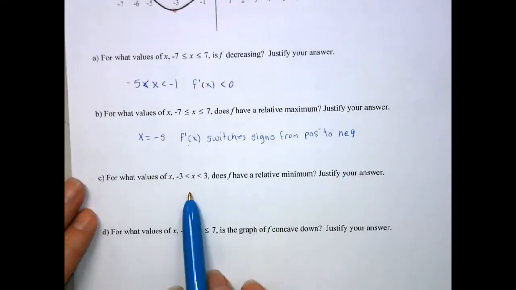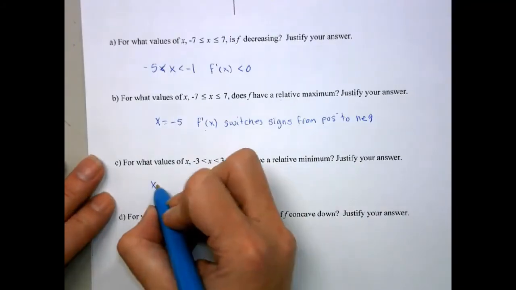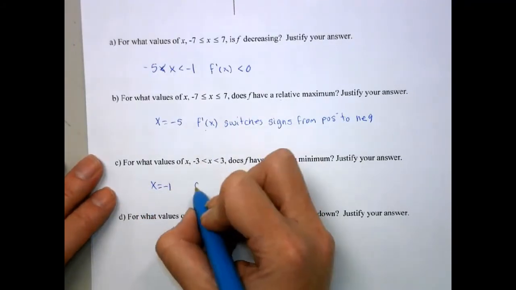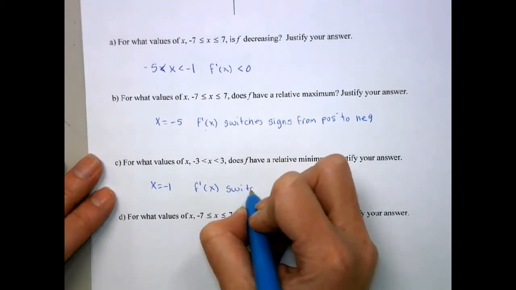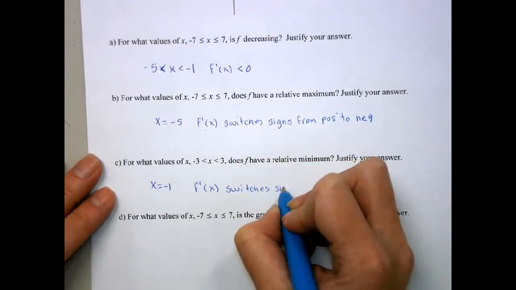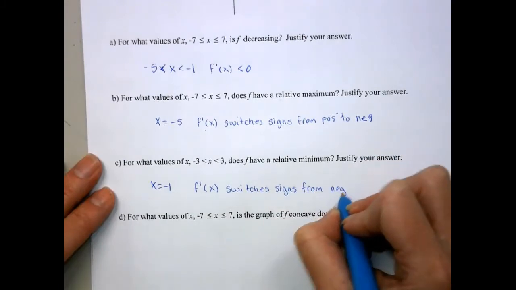Where do we have a relative minimum? We already established that. X equals -1 because f prime switches signs from negative to positive.